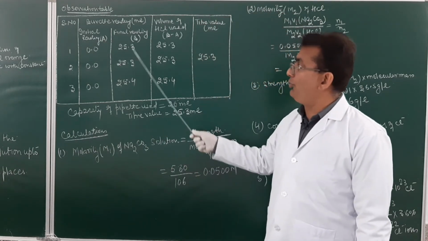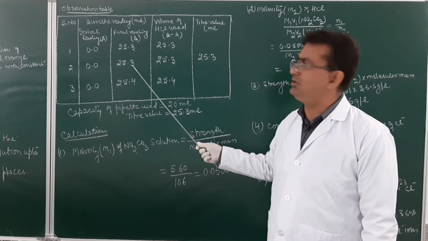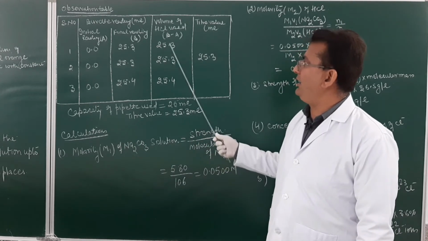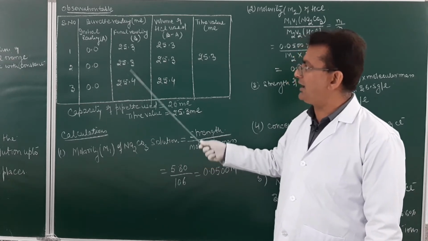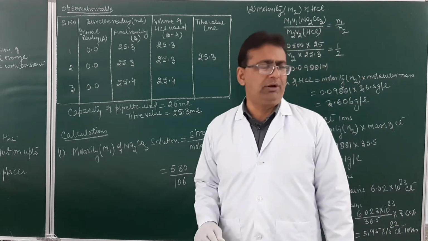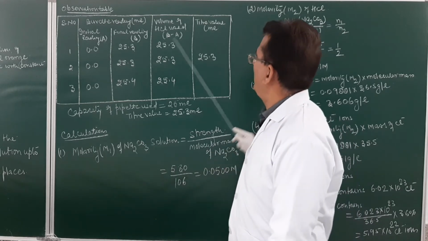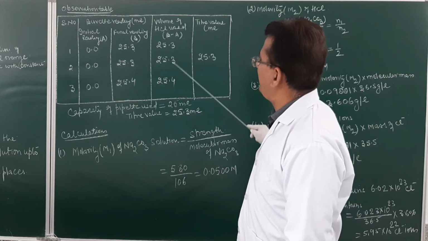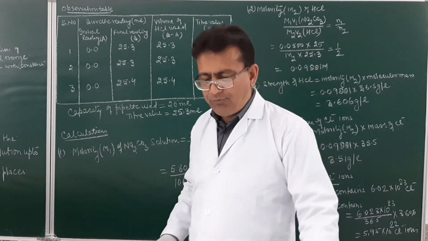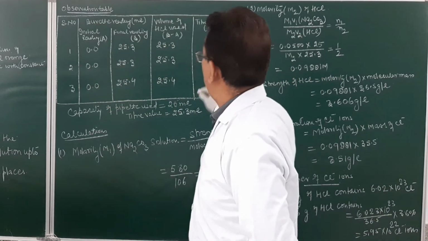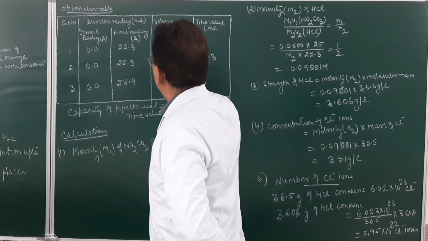And again you will observe the reading will come to be 25.3. So again the final reading will be 25.3. When you repeat the practical a third time, the reading will come out to be 25.4. Now here we have obtained the 3 readings, 25.3, 25.3 and 25.4. In this case, if you observe, these 2 readings are the concordant readings.